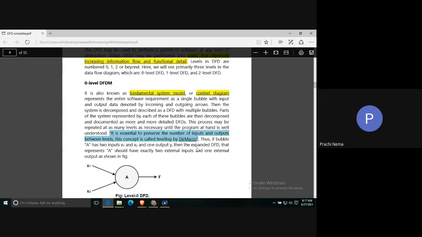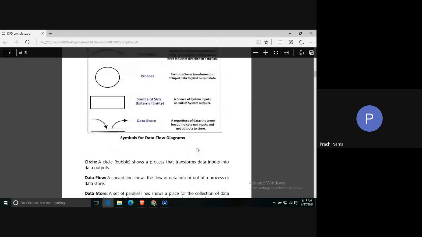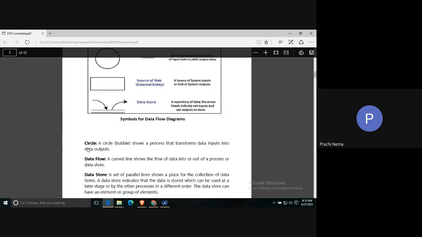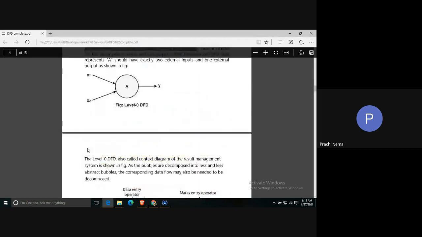I hope you remember what data repository is. See, this was the representation of data repository, or what do you call the database? Nowadays we call it big data because lots of information is there. So data repository cannot be drawn in level 0 DFD, and there has to be only one process.